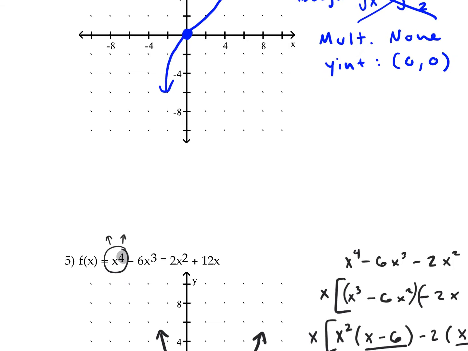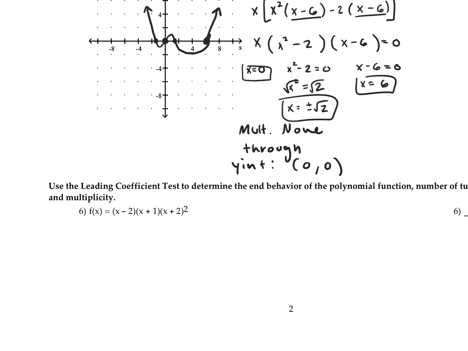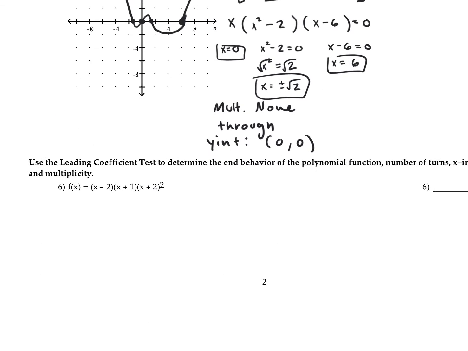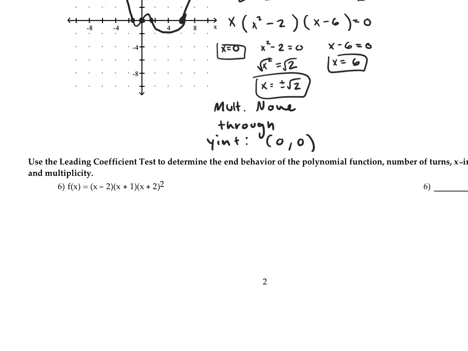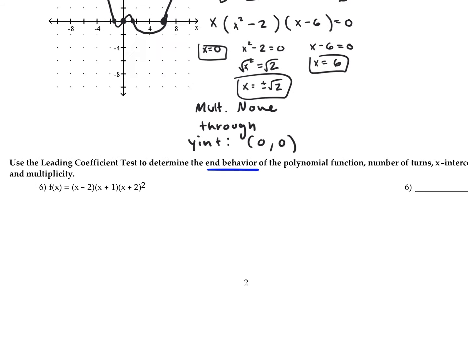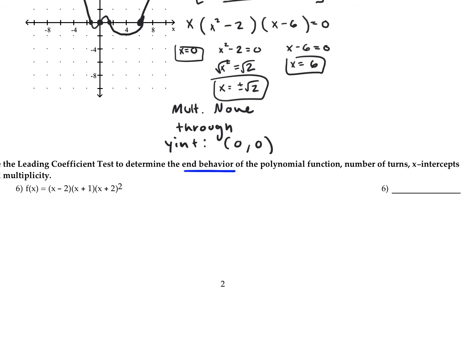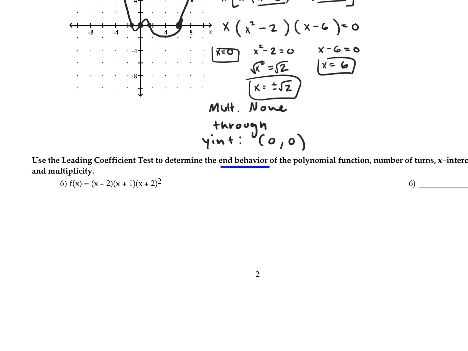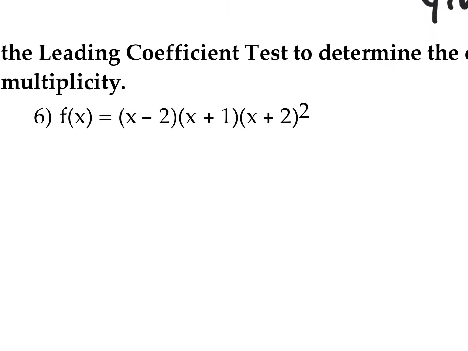All right, let's take a look at number 6. So this one is kind of the same thing. It's just written a little bit different than we've seen. So we have to determine our end behavior and number of turns. So that's just like how many zeros we would have, and our x-intercepts and multiplicity.